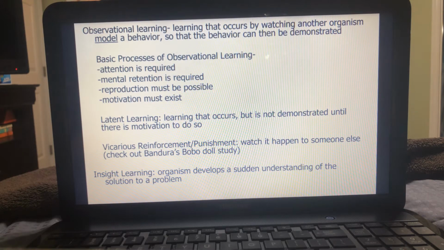Then you've got to be able to remember it. Mental retention has to occur. So you might have seen something as a kid and then forgotten about it. And that way, you learned it, but you kind of unlearned it. Reproduction must be possible. You must be able to do the behavior before we would see the behavior. And then there must be a motivation to exist.